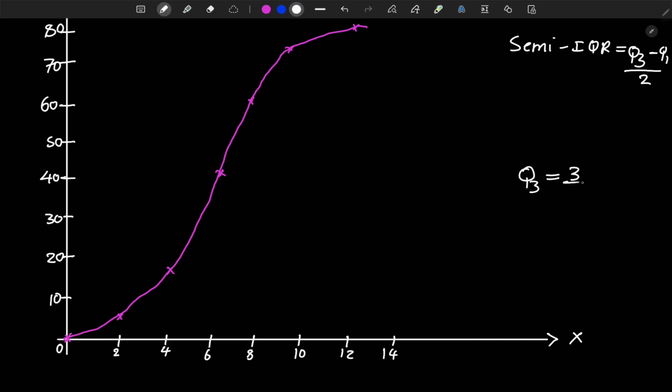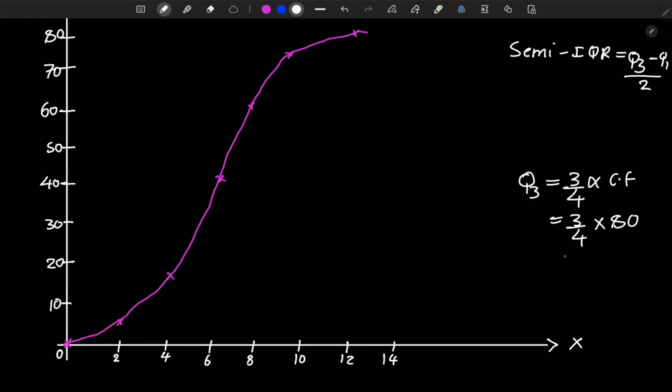Q3 is equal to 3 divided by 4 times the cumulative frequency, which is the last number on the y-axis, the highest number where the graph is reaching, so that is 80. So you multiply by 80. You say 80 times 3 divided by 4, I'm getting 60. So 60 is what I'm getting from this calculation. Now you go to the y-axis and look at where 60 is. So 60 is here. You draw a dotted line until you reach your curve.